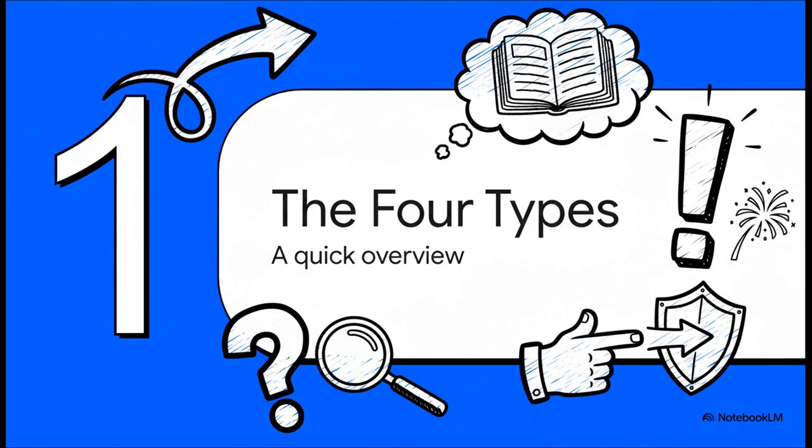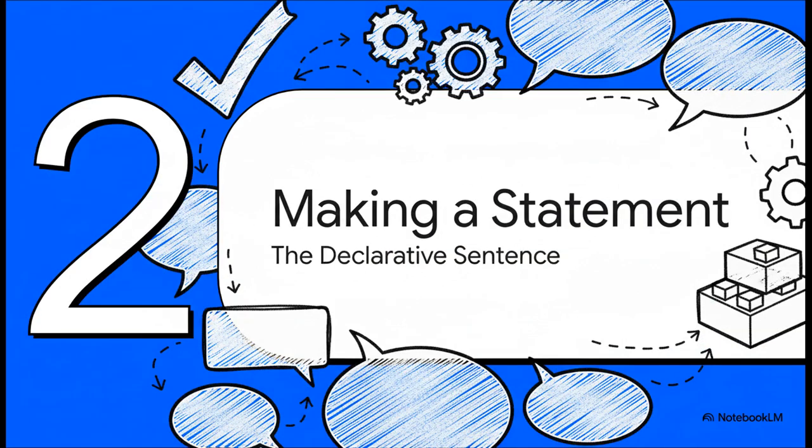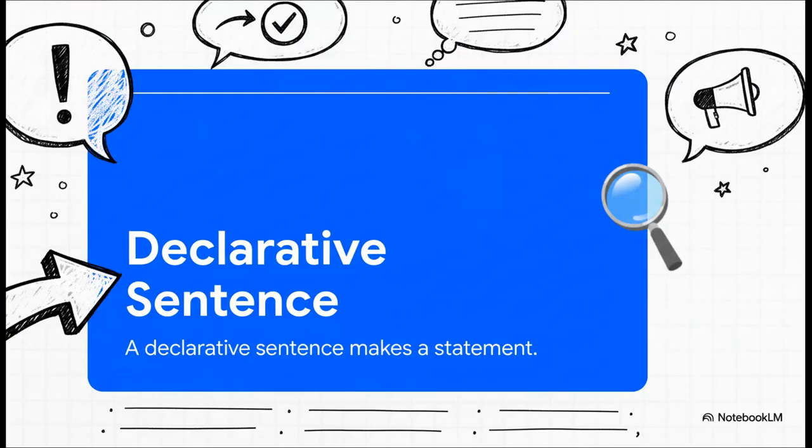Let's kick things off with the one we use all the time. First up, we've got the absolute workhorse of the English language. This is the one you're using constantly, probably without even realizing it, the declarative sentence. Its job is really simple. It just declares something. It states a fact or an opinion. That's it. And that's precisely why it's the most common type of sentence we use.